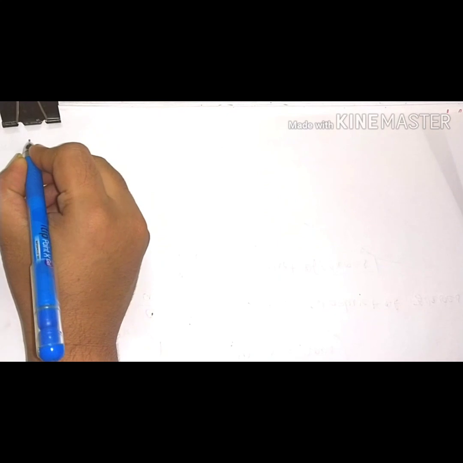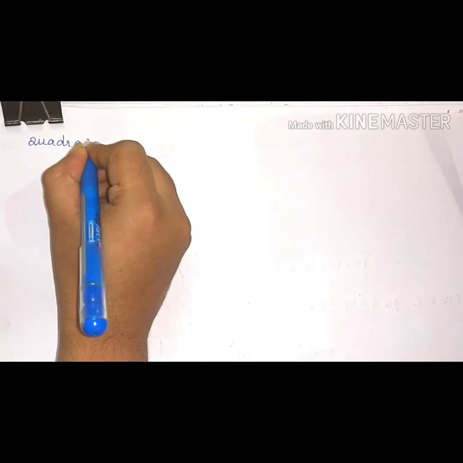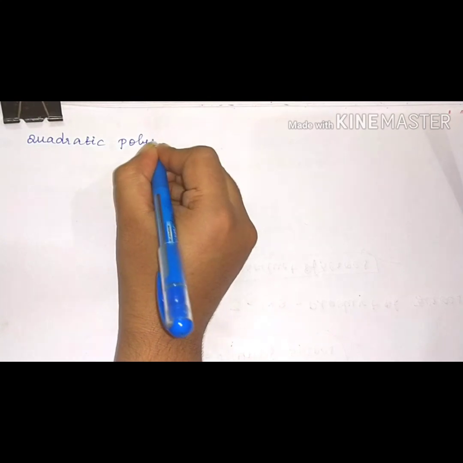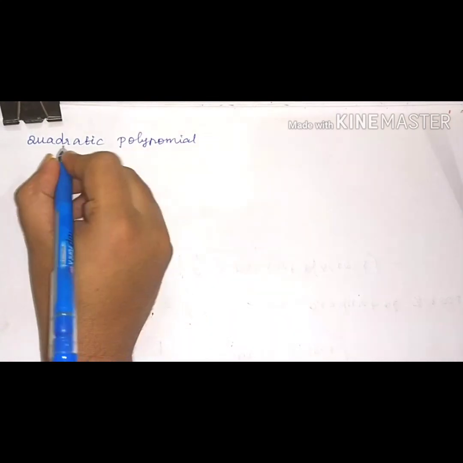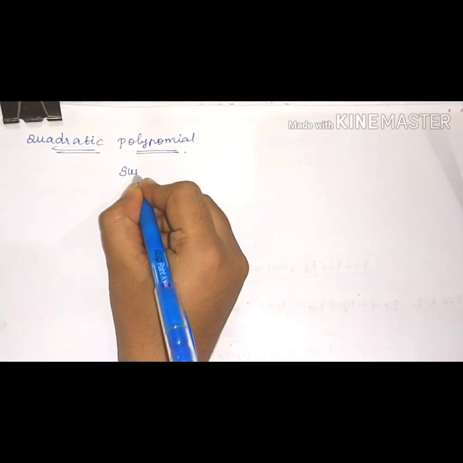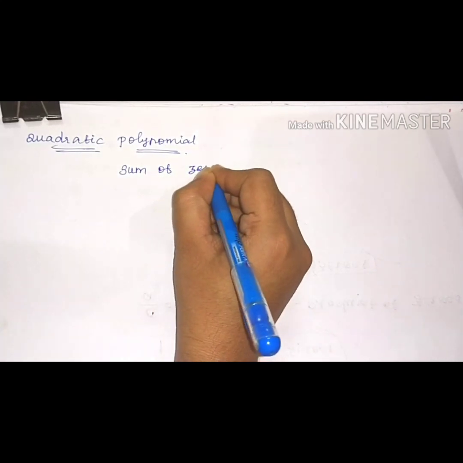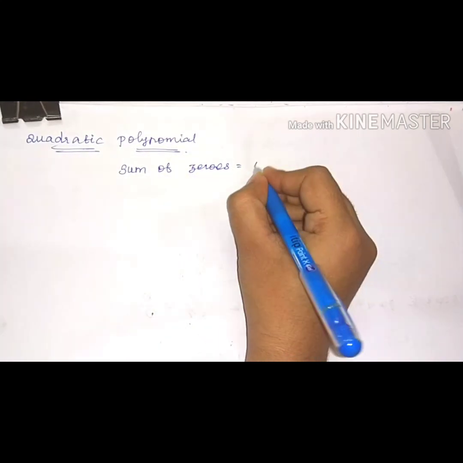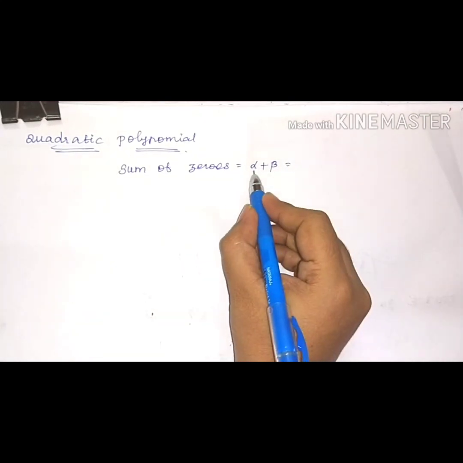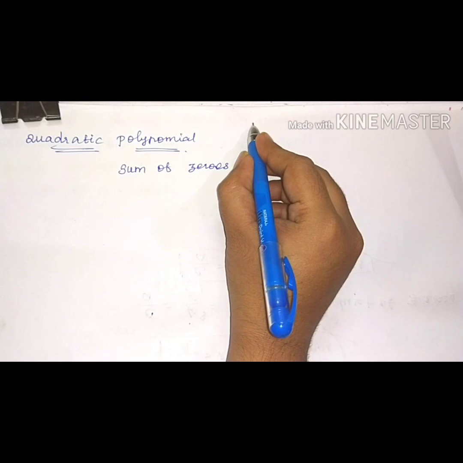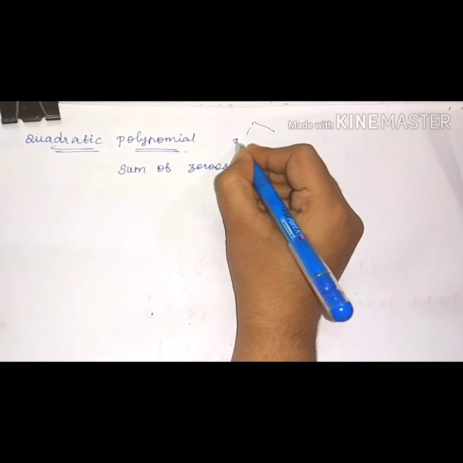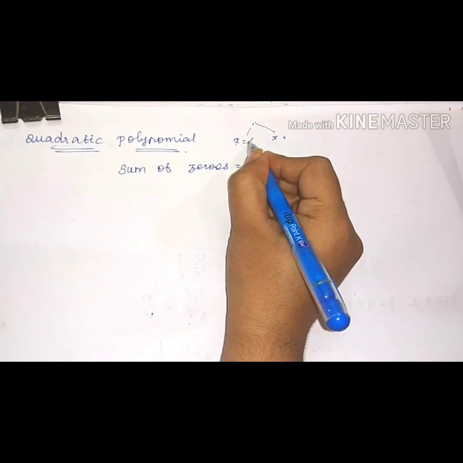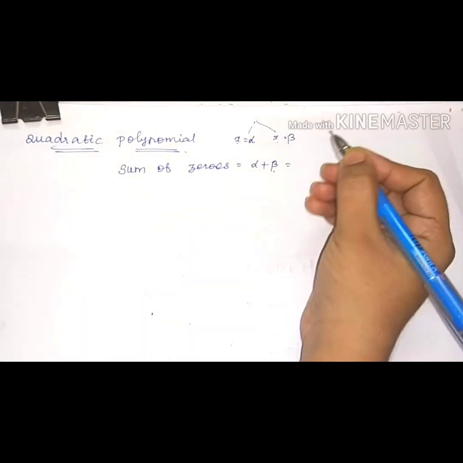Now I will write the formula for the relationship between zeros and the coefficient of the polynomial. So quadratic polynomial: the relationship between zeros and the coefficient of the quadratic polynomial is sum of zeros equal to alpha plus beta. What is meant by alpha and what is meant by beta? In the quadratic polynomial, you are finding zeros, no? Two x values you are finding, no? One x value I consider alpha, another x value I am considering as beta.